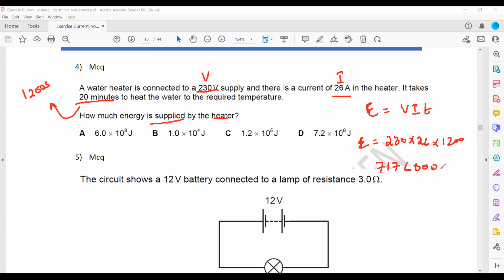0 is here, point is here. So 1, 2, 3, 4, 5, and 6. So it becomes 7.16 into 10 to the power 6. And 7.16 into 10 to the power 6 is approximately equal to 7.2. So D will be the right answer. Is it clear, the discussion of how we work out the energy consumed or energy supplied by the heater?